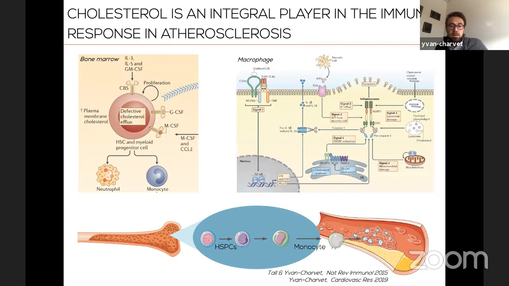So what we found when I was at Columbia is that cholesterol is really an integral player in the immune response in atherosclerosis, working both at the level of the bone marrow and the hematopoietic stem cell, changing the expansion and proliferation and pushing the system toward monocyte production. And this contributes to an increase in monocyte infiltration into the plaque, where macrophages become more inflamed, and we have described a lot of different mechanisms in macrophages that contribute to this inflammatory response.